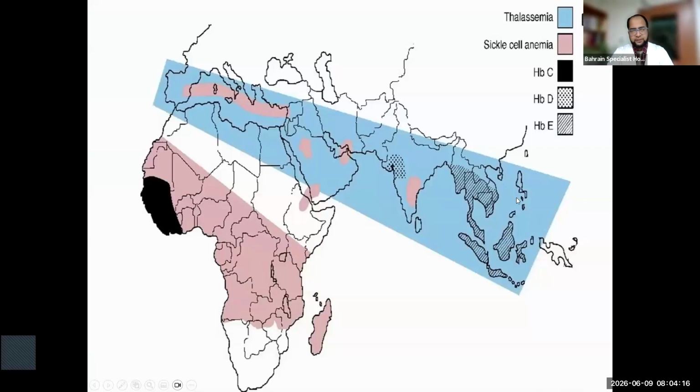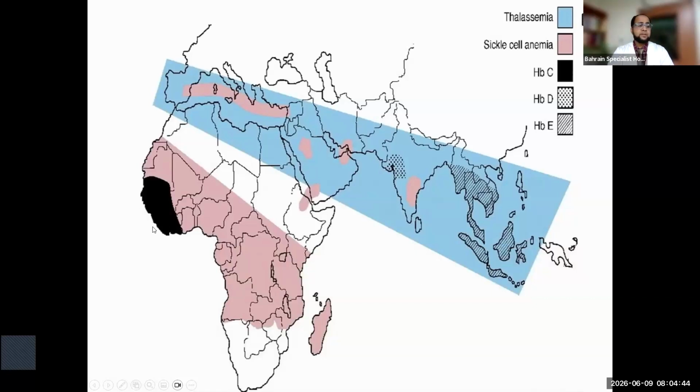So this is the disease distribution. The blue color depicts the thalassemia distribution, which is more commonly seen in the Mediterranean region, including Europe, Middle East, portions of India and Southeast Asia. While the sickle cell anemia cases are more prevalent in the African subcontinent and parts of Middle East and India.